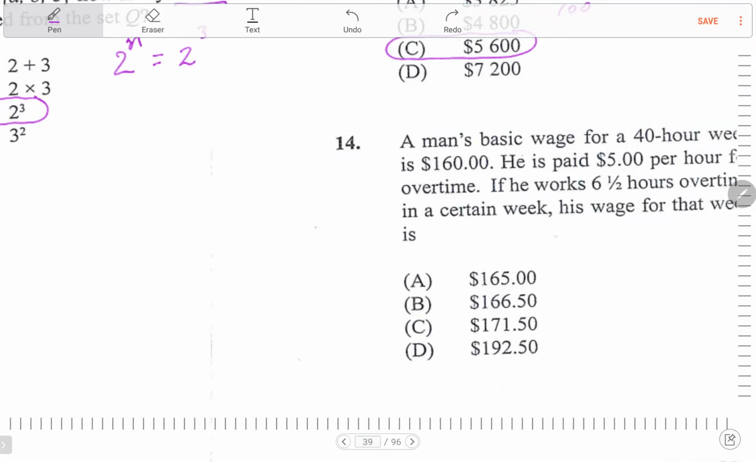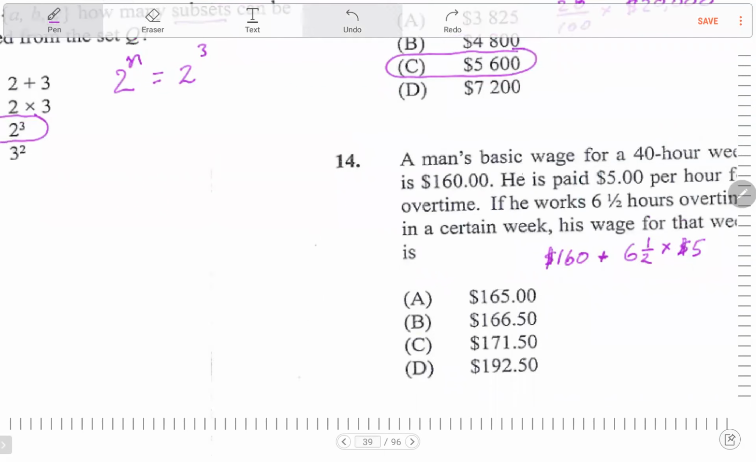so he's going to get his basic wage of $160 to start with. Then he's going to get the overtime rate of 6.5 times the overtime rate of $5 for every hour. This is the same as 6 times 5 and then half times 5. So it's 160 plus 6 times 5 is 30, and then the half times 5 is 2.5.